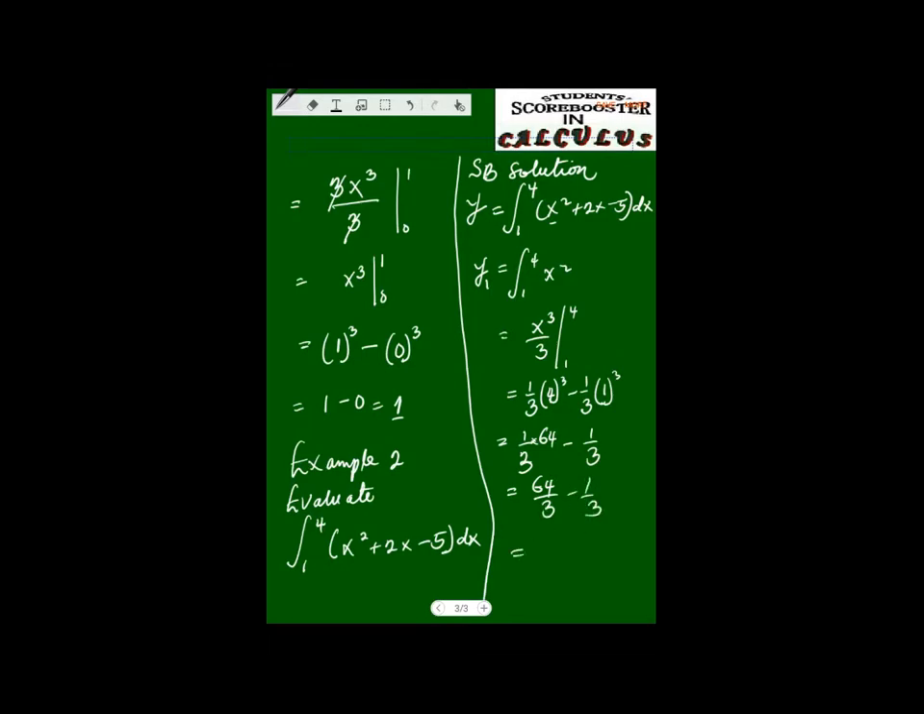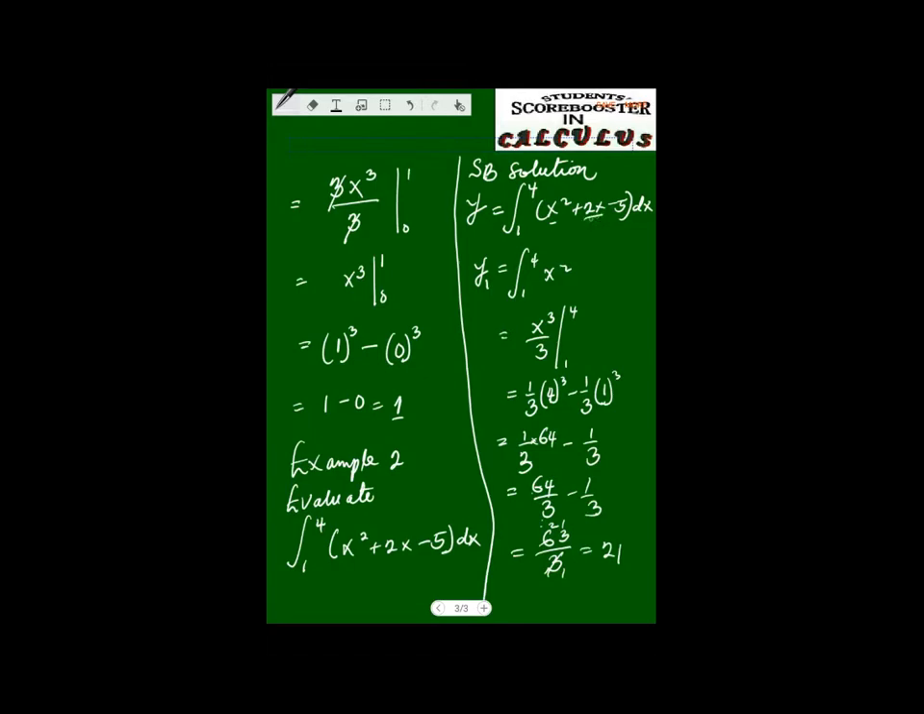So when you have things like this, since both denominators are the same, you just subtract. So it's going to be 64 minus 1, that is 63, over 3. And this at the end, 3 into 63 gives 21. And that is y1.